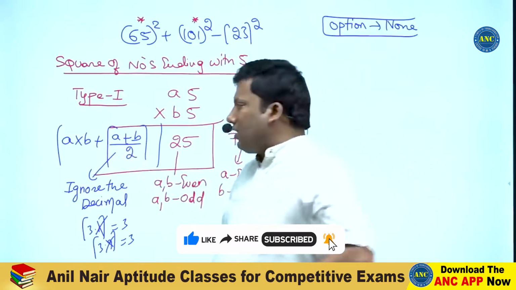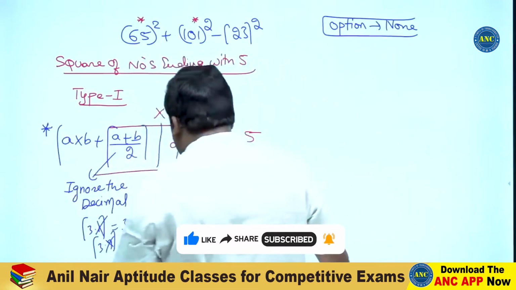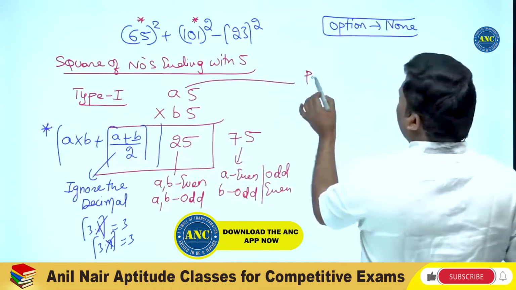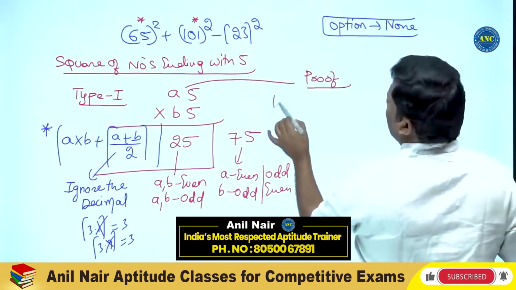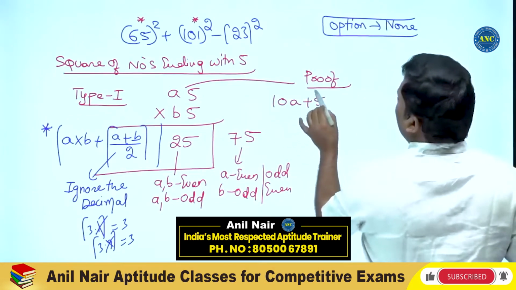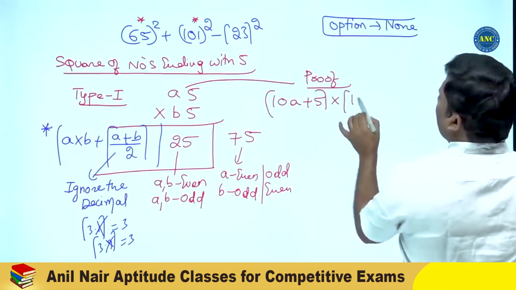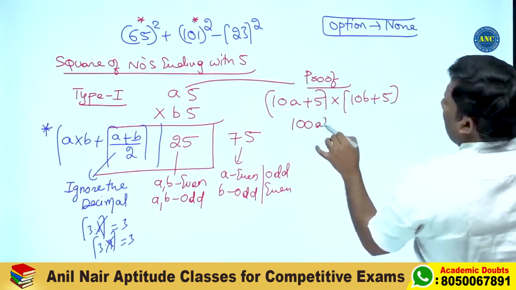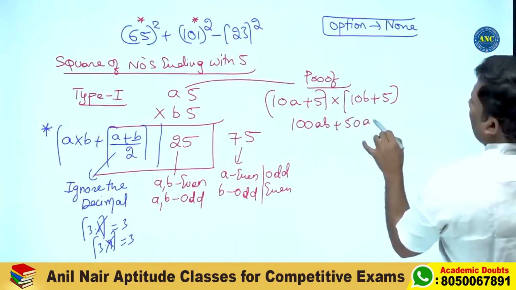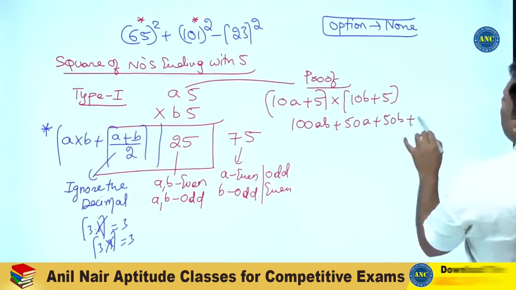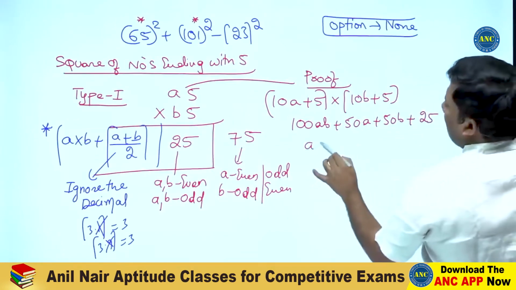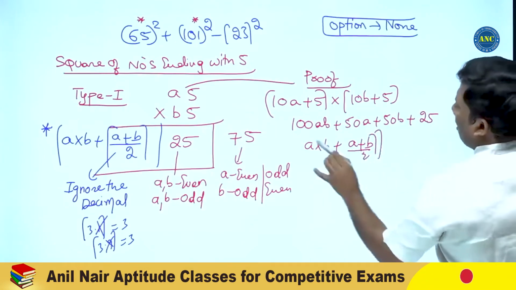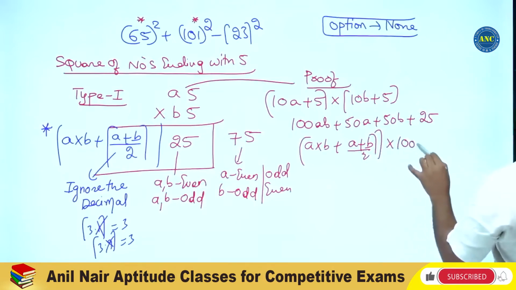A into B plus A plus B by 2. Sir, how did you get this? A is there in the tens place, so A can be written as 10A plus 5. B is also in the tens place, so B can be written as 10B plus 5. So this will become 100AB plus 50A plus 50B plus 25. This can be written as A into B plus A plus B by 2, into 100, plus 25.